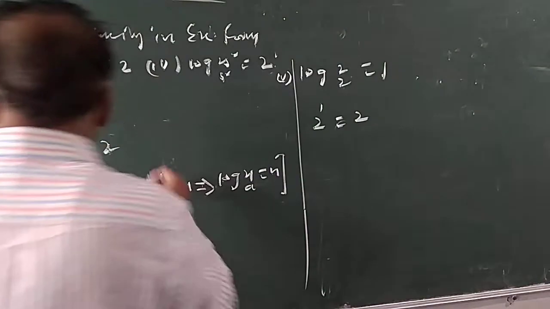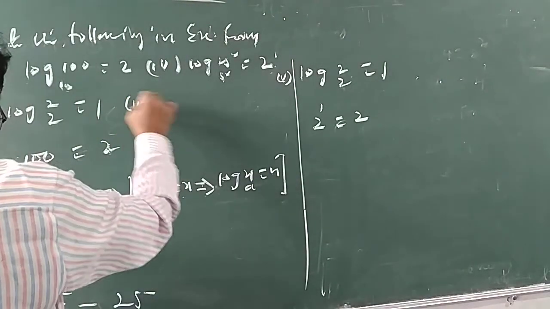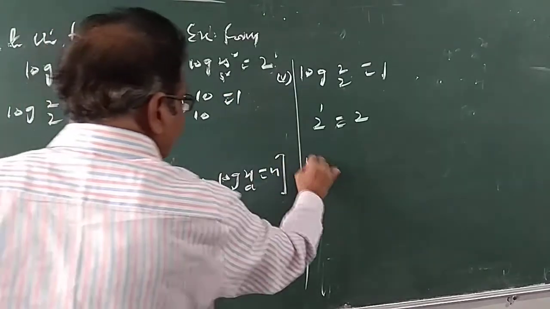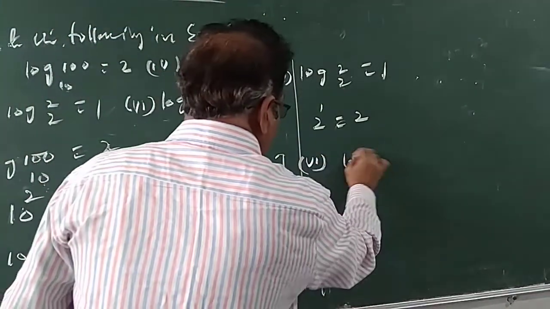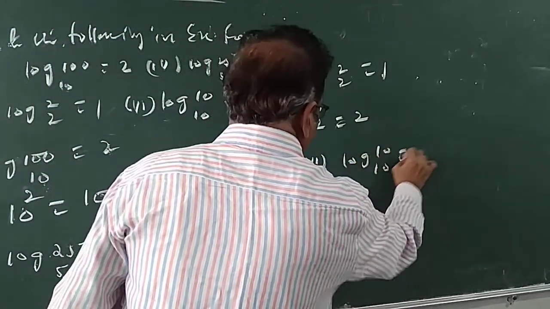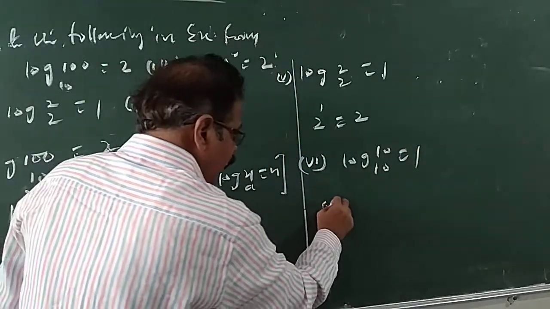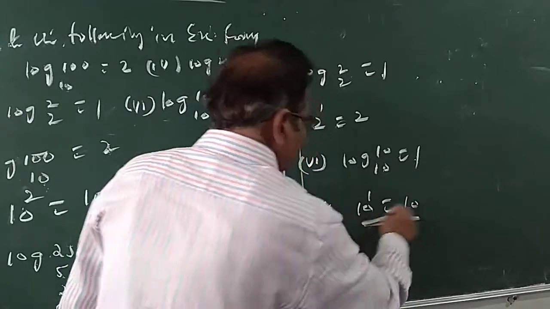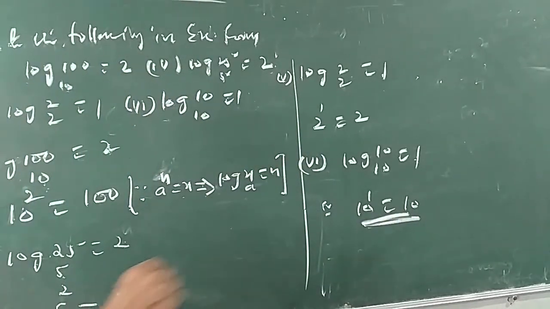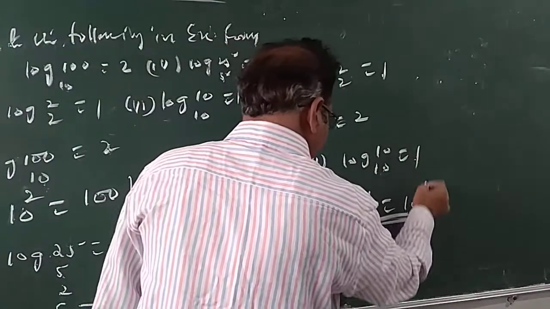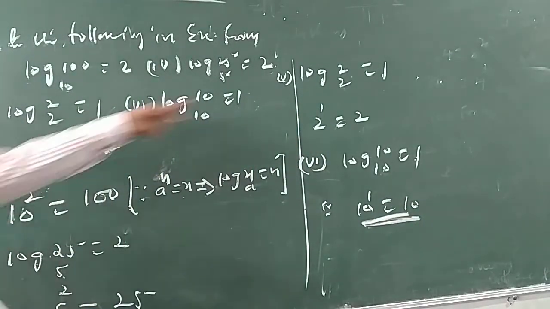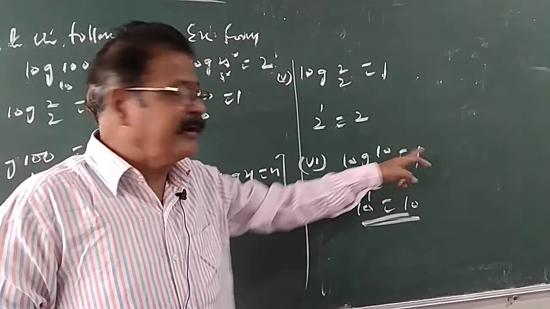Similarly, one more I will give you. Sixth: log 10 base 10 equal to 1. Write in exponential form. 10 to the power of 1 is equal to 10. So here log 2 base 2 is 1. Log 10 base 10 is also 1.